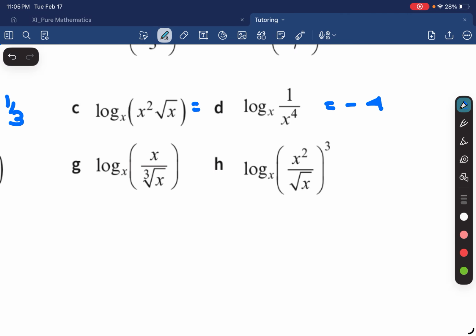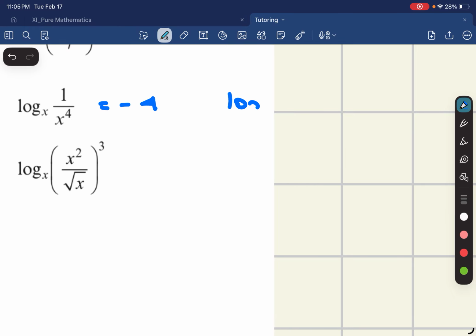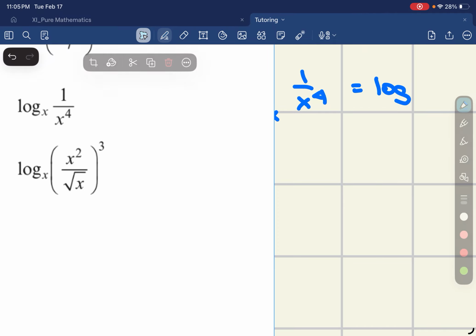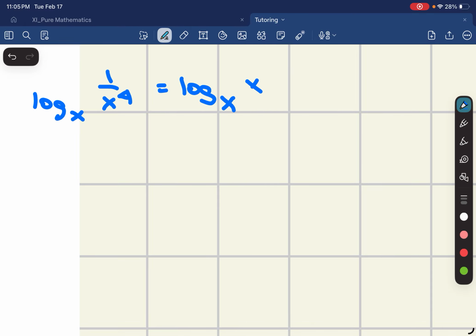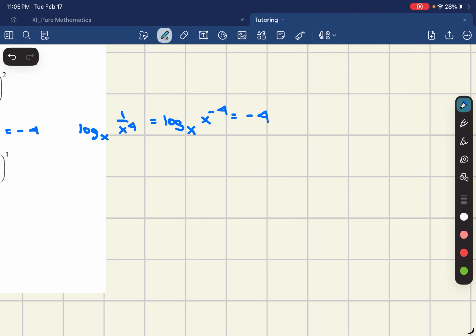This is going to be negative 4. Why? Because you have log base x of 1 over x to the power of 4. That is log base x of x to the minus 4. And that gives you minus 4. Right? If you think about it, what number do I need to raise x to get x to the power minus 4? Well, I need to raise x to minus 4.